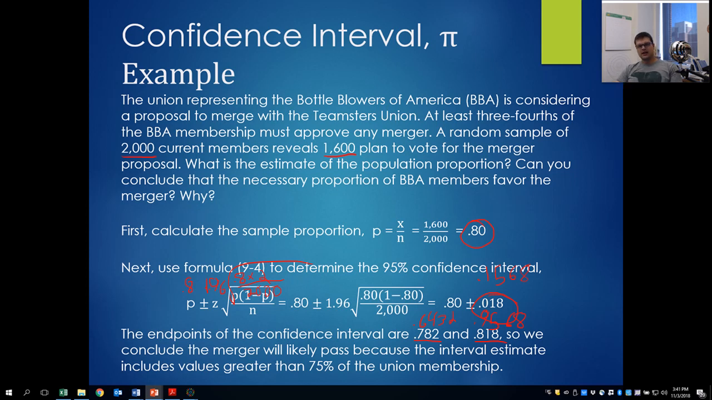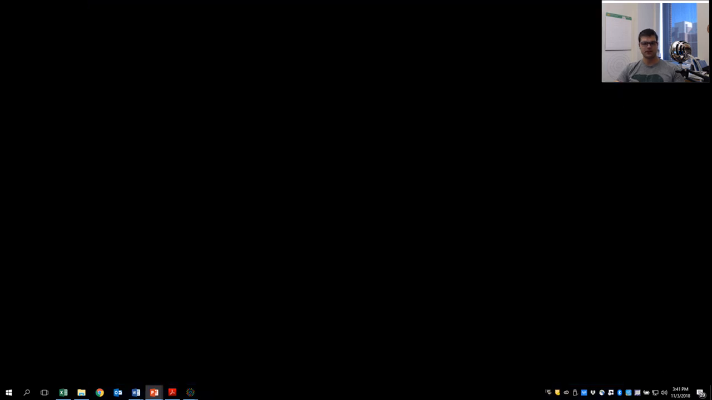So that's the end of the confidence interval for proportions. Make sure that you know how to do that formula and to calculate also the number required for the minimum number to be able to calculate this.